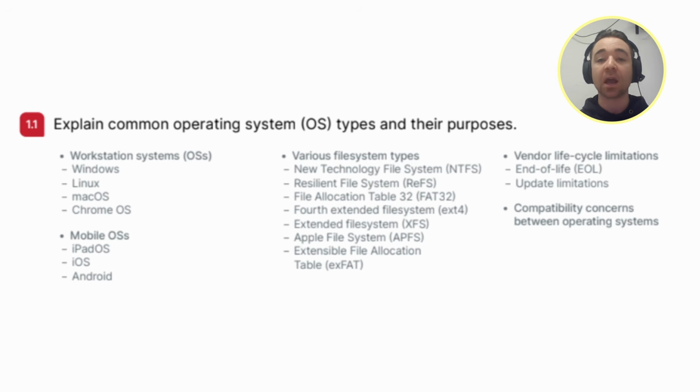So in this lesson, I'm going to give you everything you need to know for your exam about workstation systems, mobile operating systems, and the various file system types you need to know about. We'll go through all of those one by one. What vendor lifecycle limitations mean, what each of these mean, and what you need to know specifically about those for your exam, and just some simple concepts about the compatibility concerns between different operating systems, the kind of common sense stuff you need to know for your exam, really.